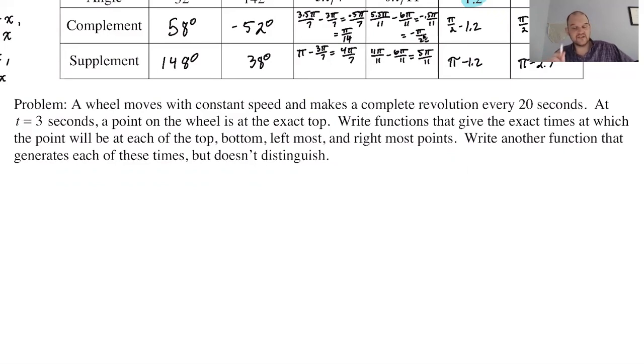All right, so problem: a wheel moves with constant speed. For reasons that are physics-based and vector-based later in your life, a wheel can't spin with a constant velocity because things are always changing. It's fine though. A wheel moves with constant speed, makes a complete revolution every 20 seconds. All right, I can imagine that. At t equals 3 seconds, a point on the wheel is at the exact top.